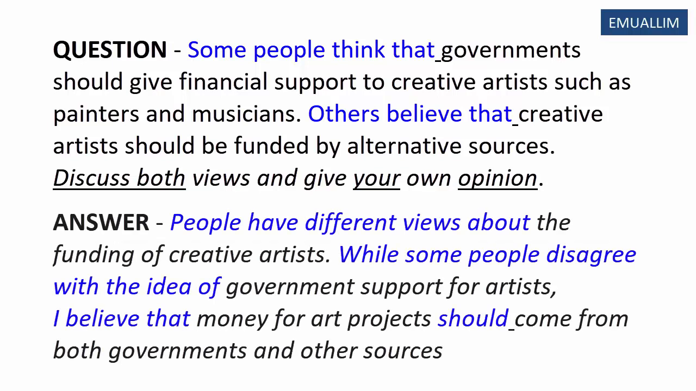Look at the sample intro. People have different views about the funding of creative artists. While some people disagree with the idea of government support for artists, I believe that money for art projects should come from both governments and other sources. How does the intro start? With "people have different views about." Now you know how to start introductions based on an opinion.